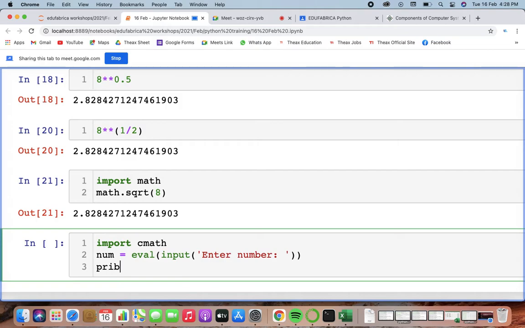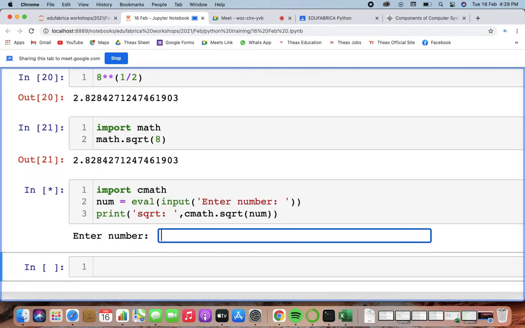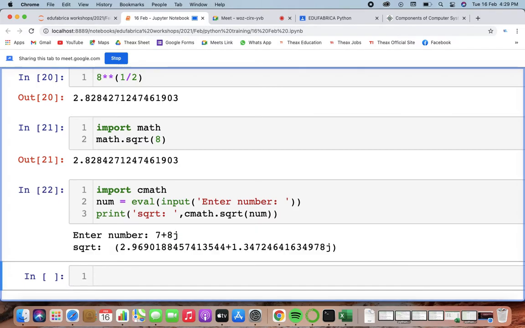For the square root, you can just print it. sqrt is going to be, so you can just write cmath.sqrt of the number. That's it, we'll get the square root of the number. Okay, so let's run it, and if I enter the number 7 plus 8j, I get a square root that is 2.69 point something 018 and so on, plus this j.